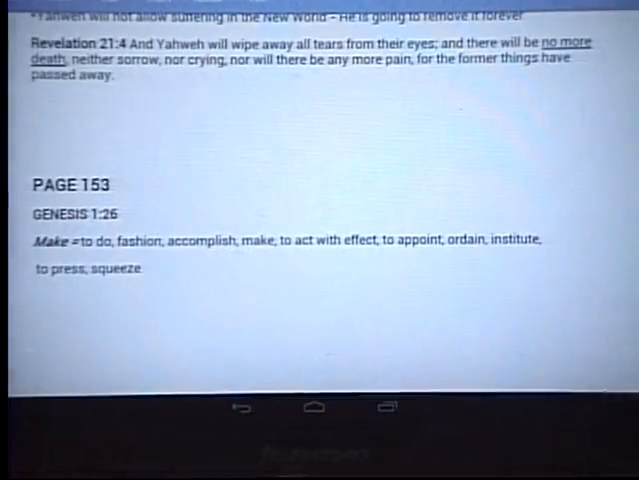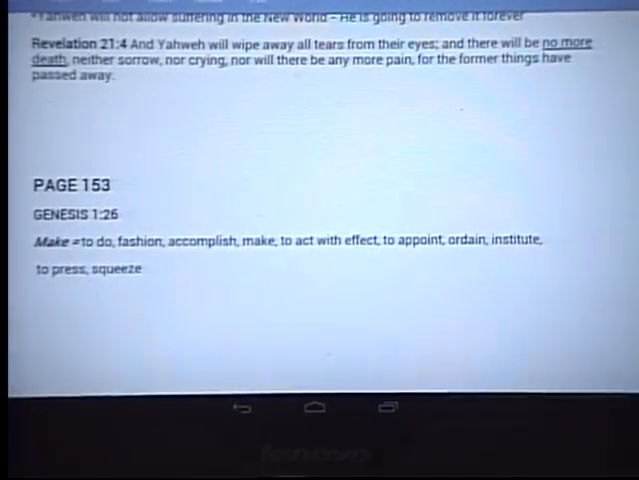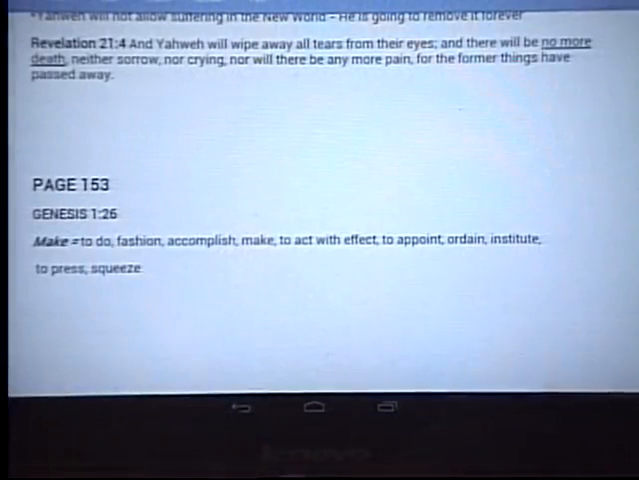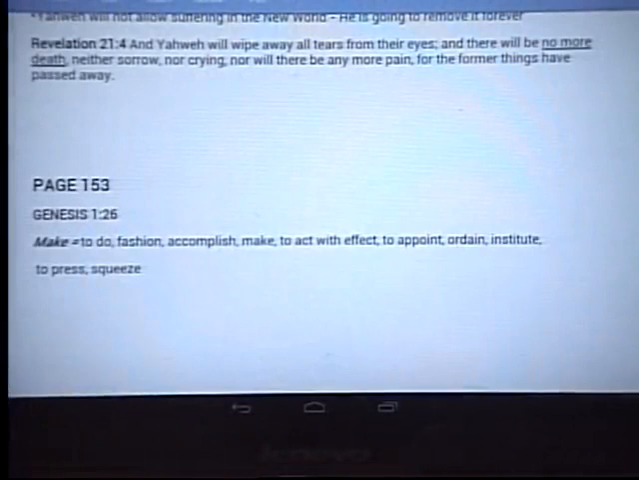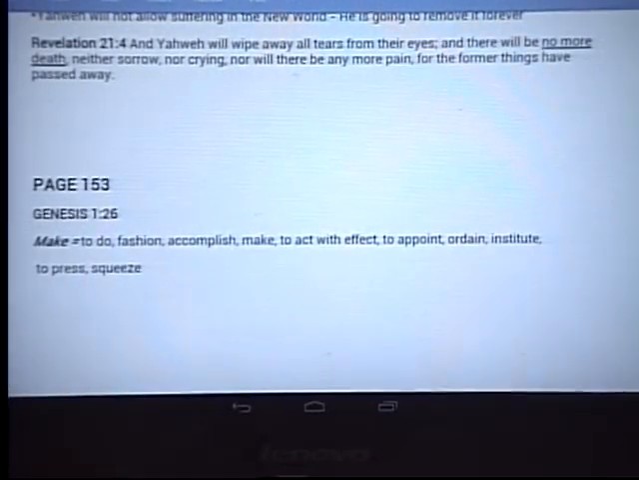Okay? So this word make, it means to fashion, it means to accomplish, because Yahweh is going to do his plan. It means to make or to act with effect. Whenever Yahweh says, like he says, his word that goes forth is not going to return to him void. It's going to accomplish the thing in which he set it out to do, as the prophet Isaiah said. It means to appoint, to ordain. These are things that Yahweh wants to give. Remember in Hebrews it says he's reserved a place for us in the heavens, right? Our office is reserved already for us. He wants to appoint or to ordain or to institute, which he has instituted the house of Yahweh.